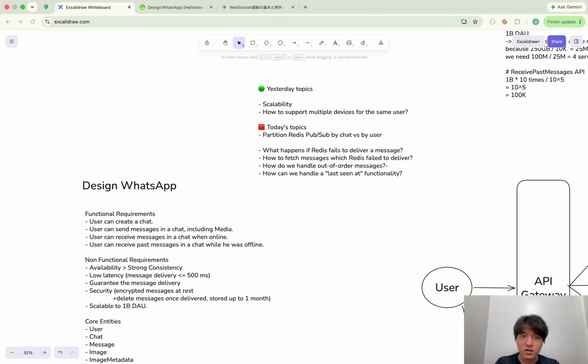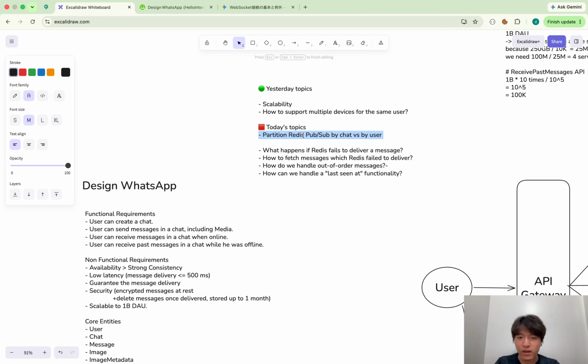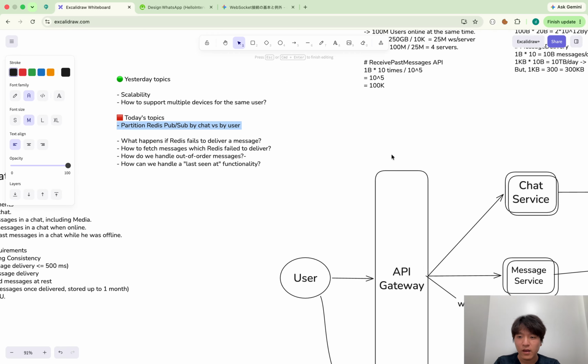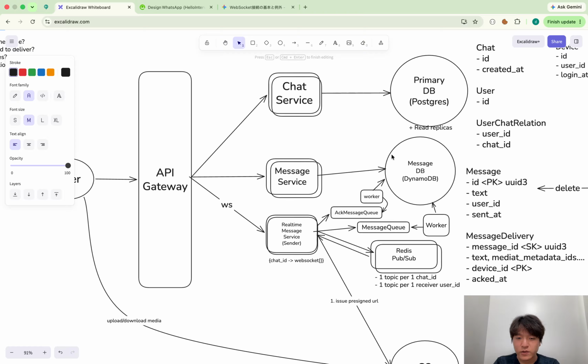Hello everybody. So today I will talk about the system design of WhatsApp. I will do the deep dive and the topic is partitioning. Partition Redis Pub/Sub by chat ID or by user ID. Okay, so I will talk specifically about this part today.